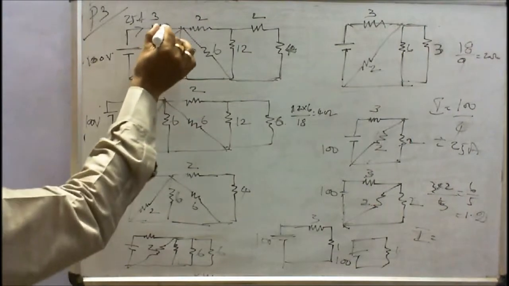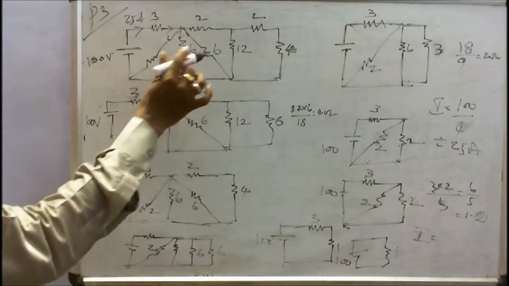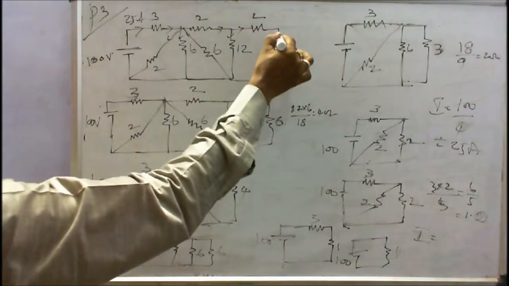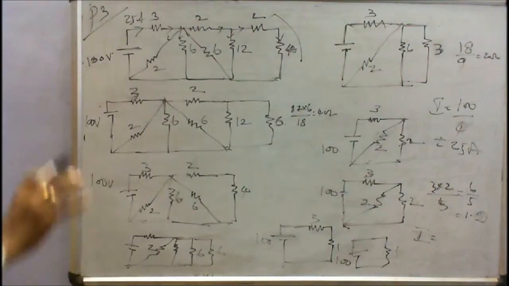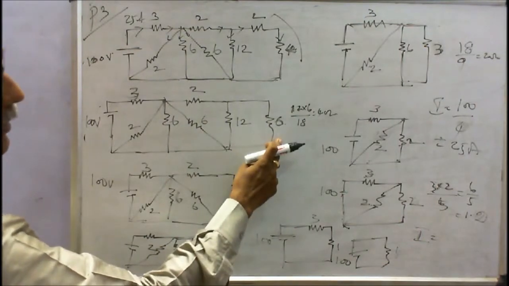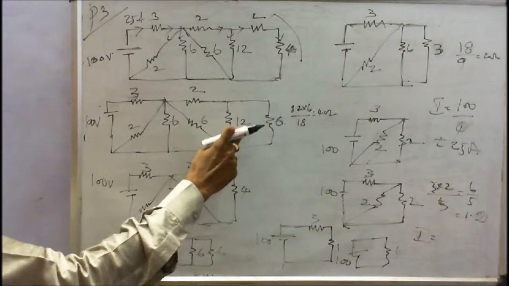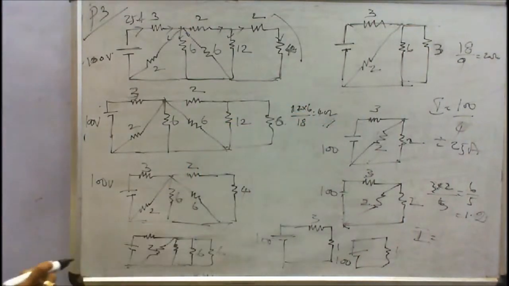Very simple. Here the current divides. This is a parallel circuit. This is a parallel combination, and this is parallel. Here the current flowing through the 2 ohm resistance is the same. This is a series circuit. Therefore, I reduce the circuit. The 2 plus 4 is equal to 6. The 6 is in parallel with the 12. Therefore, 12 into 6 divided by 18 is equal to 4 ohms.